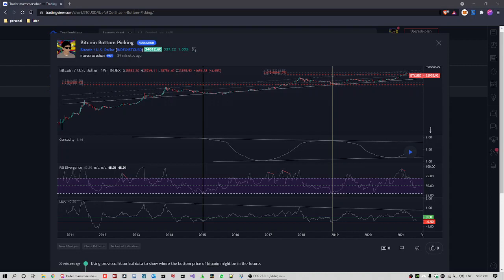And this chart that I'm going to show you today is, I'll just read my description. So I am using previous historical data to show where the bottom price of Bitcoin might be in the future. Since we are now in a down market, we're trying to predict where the price might bottom out.